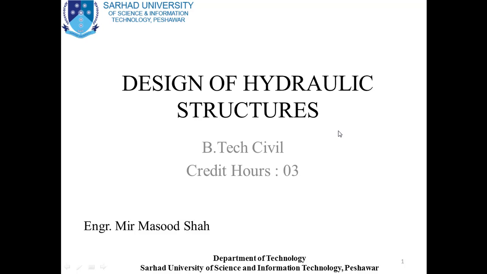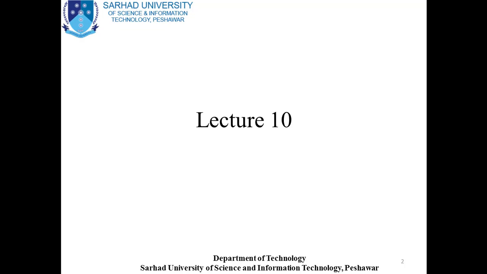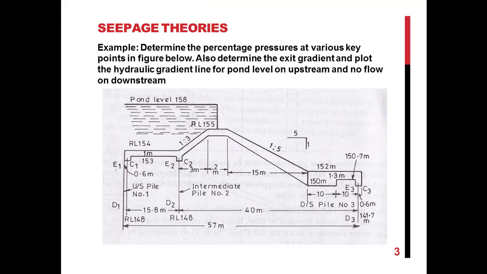The subject I am teaching you is Design of Hydraulic Structure, and today is your lecture number 10. In lecture number 10, we will solve an example related to the Khosla method of independent variables. The statement of the example is to determine the percentage pressure at various key points in the figure below.